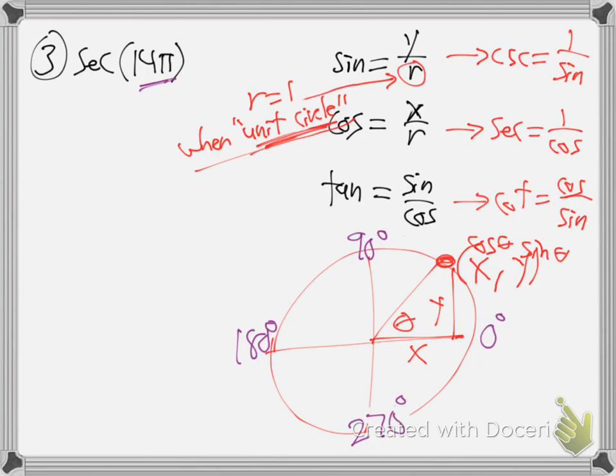So where's pi radians? 180. Pi is right here at 180. It's 2 pi over 2. And all the way around is 2 pi. It's back to 360. That good? Yeah, so all the way around is 2 pi.